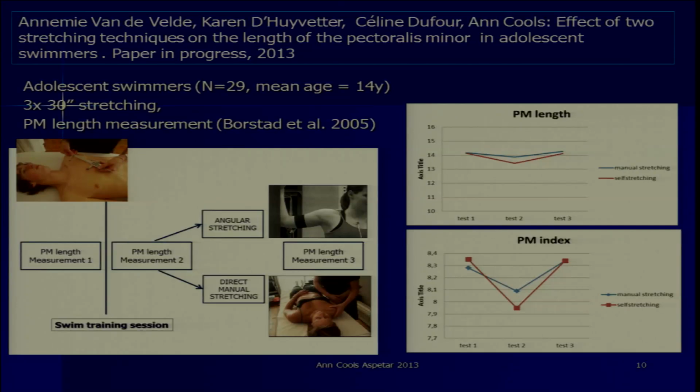The main result of the study was that immediately after a swim session, there was a decrease in the pectoralis minor index, which is the normalized pectoralis minor length. So that means that an immediate effect of a swim training session is at least a functional tightening or shortening of the pectoralis minor. But after one session of stretching, there was a normalization of the length in both groups. So the conclusion of the study was, yes, indeed, pectoralis minor somehow is influenced by one training session of swimming, but we can reduce that by using either of the 2 techniques.